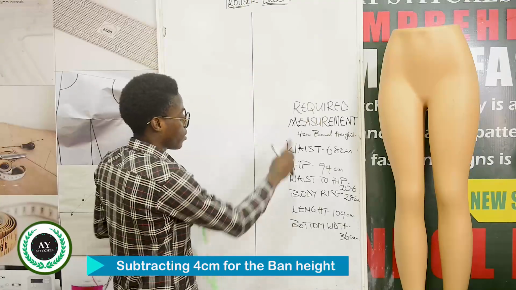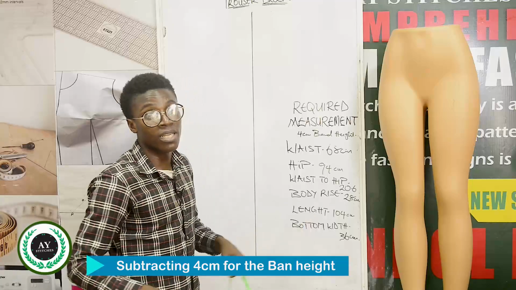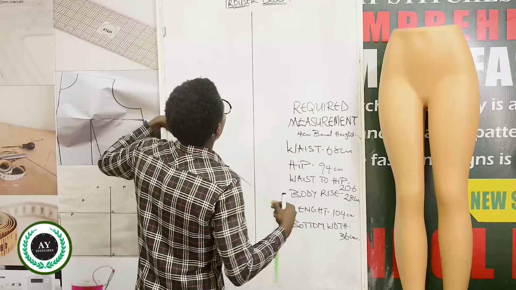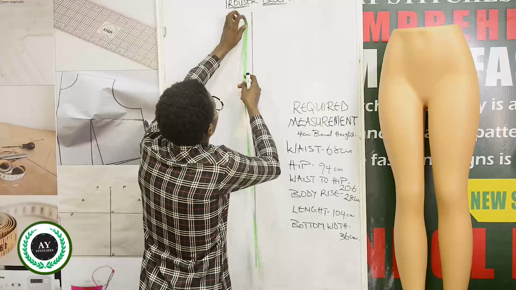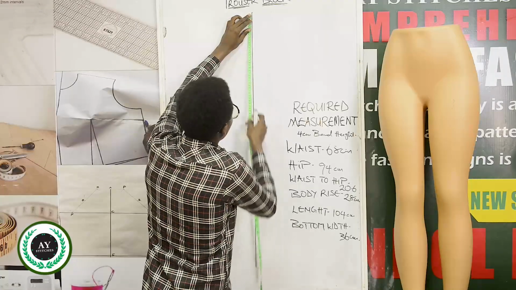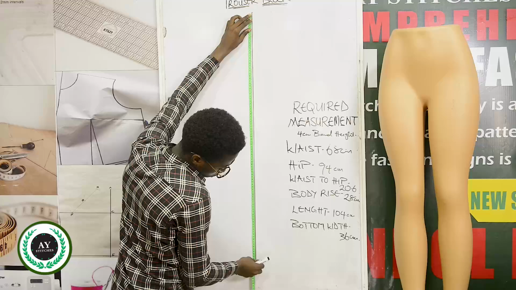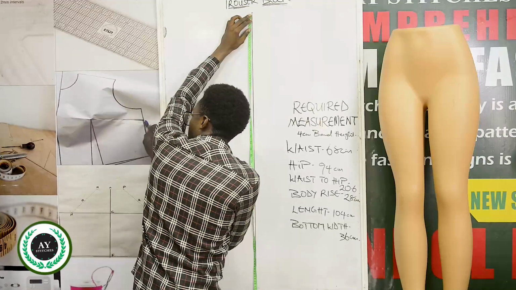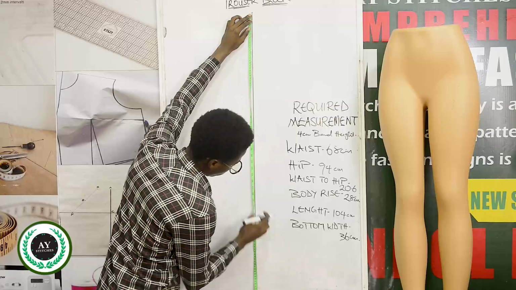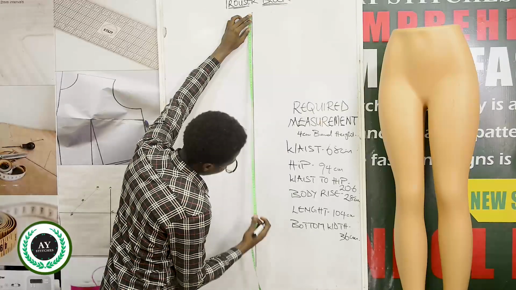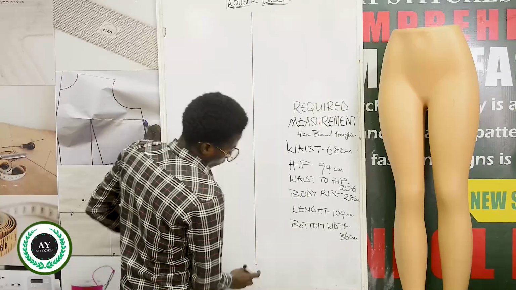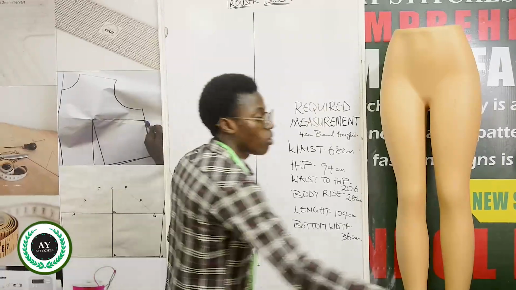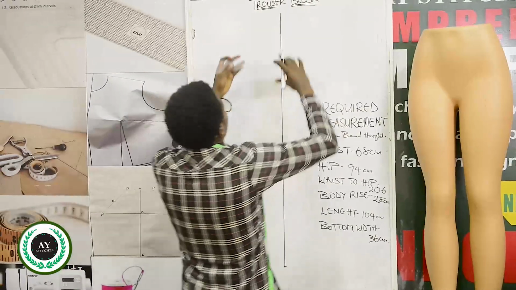So now deducting 4 cm away from the length of 104 gives us 100 centimeters. So you're going to be measuring 100 centimeters. So now this gives me my 100 centimeters. So all I just need to do is to square across.